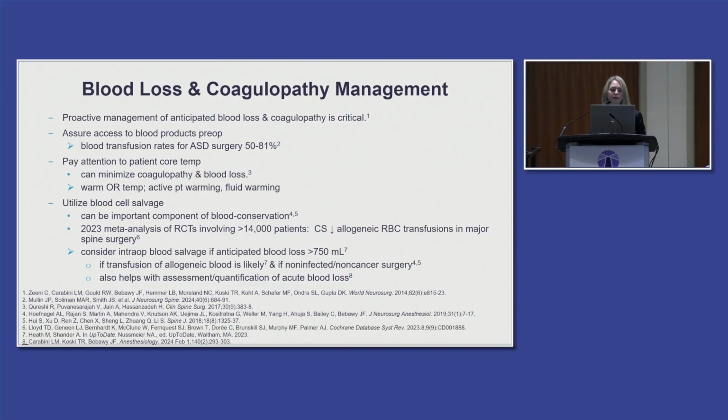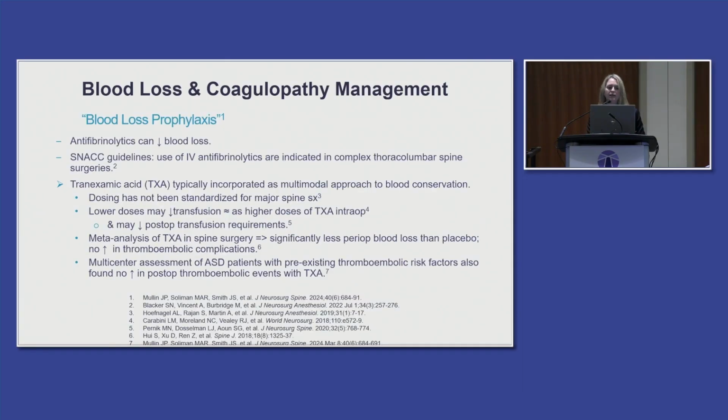Blood salvage can be an important component of blood conservation strategies. A 2023 meta-analysis of randomized controlled trials, which involved greater than 14,000 patients, found that cell salvage decreased allogenic RBC transfusions in major spine surgery. The time to think about instituting it preoperatively is if you're anticipating blood loss of over 750 mL and that you're anticipating that will necessitate allogenic blood transfusion, assuming that the case does not involve infection or cancer. If you do have cell saver, you might as well use it to help also quantify your blood loss. It's helpful with that.